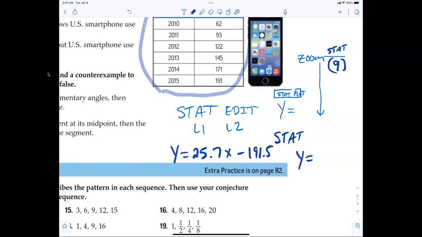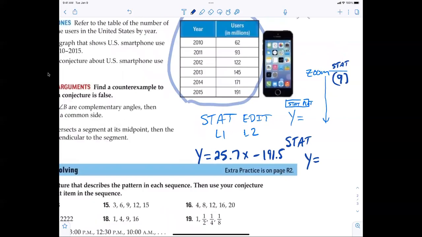You hit Zoom. Zoom 9. Hit 9 now. You with me? Now Sebastian asked a good question. So now what?